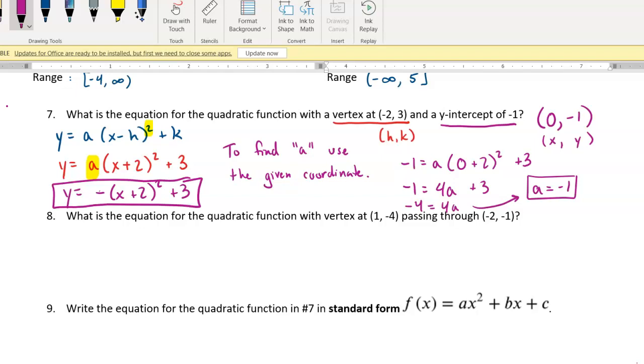So we're done with the 0, negative 1, so we don't use that anymore. We only use that to find the a value. So in your equation, you leave the x and the y in there. Don't replace the x and y with any numbers for a final equation. That would be your answer.